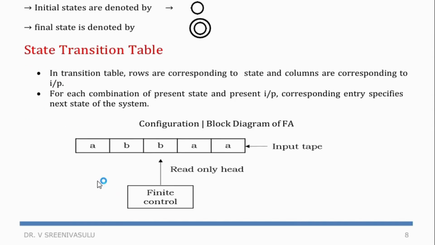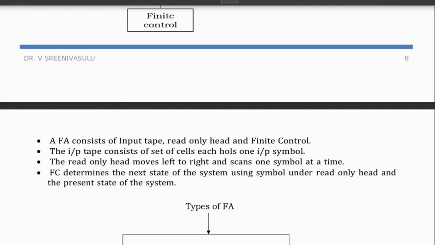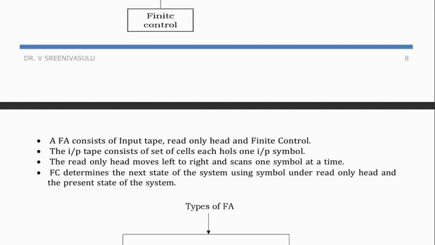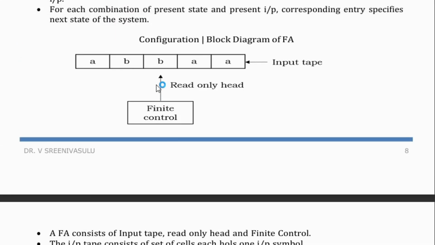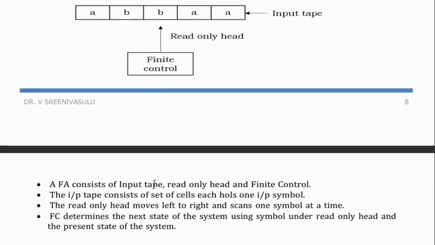If you see this diagram, A, B, B, A is the input tape, and this is the finite state control. The finite state control holds the operations of the automata. From this finite control, we have a read-only head pointing towards the input tape. So this is the block diagram of finite automata, which consists of three major components: the input tape, the read-only head, and the finite control.